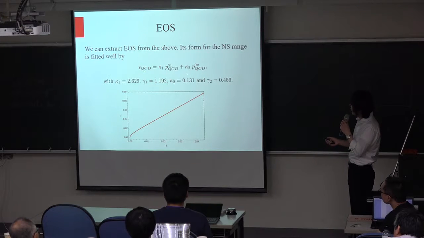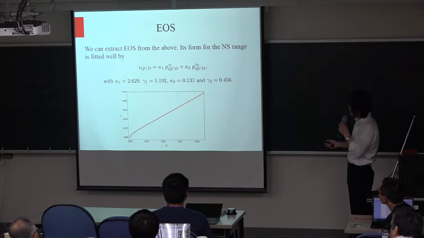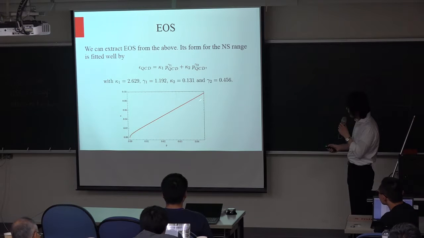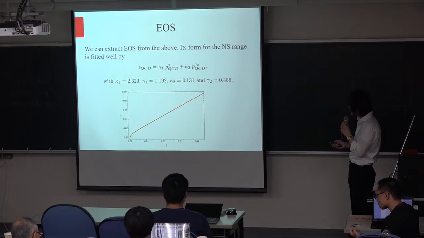So in that case, we found this equation of state has the form of a double polytropic form with four parameters, together with these kinds of values. And you see, in the beginning it behaves with something like 1/2, and then it goes like a straight line. But this part, although it's very small, is very important to determine the neutron star configuration.